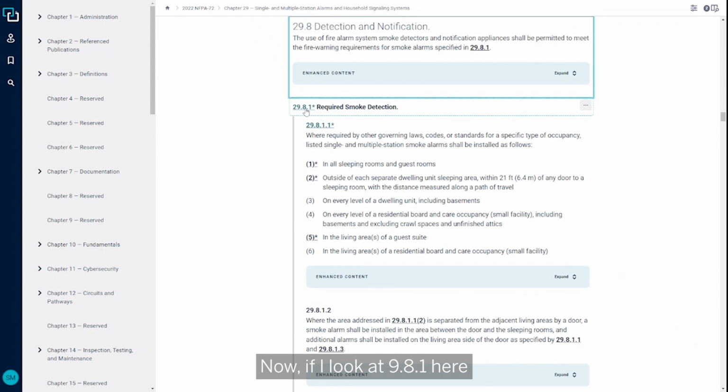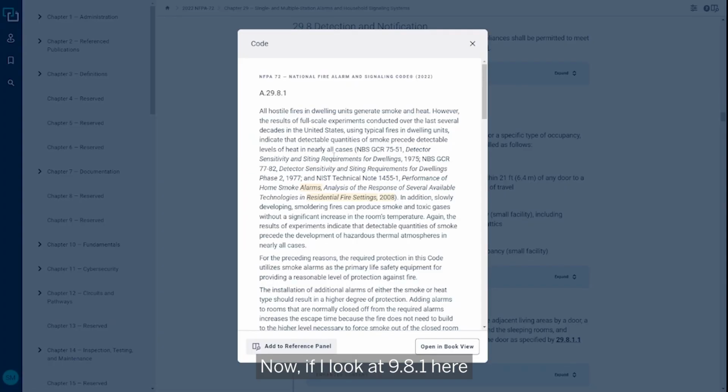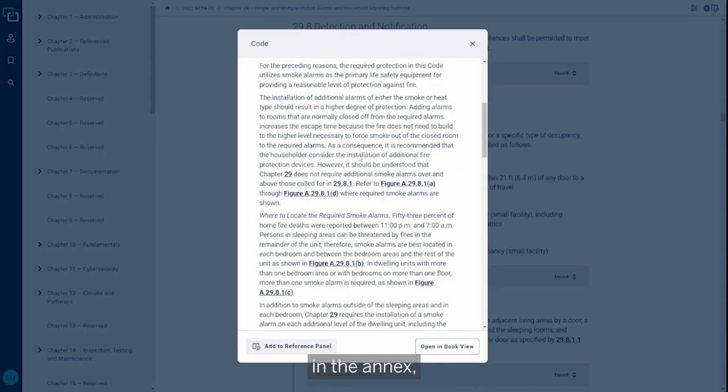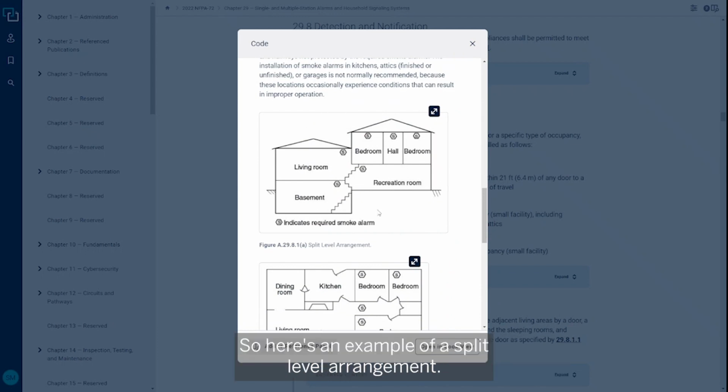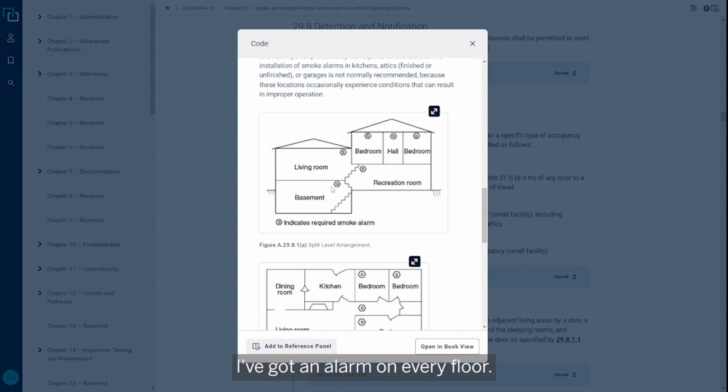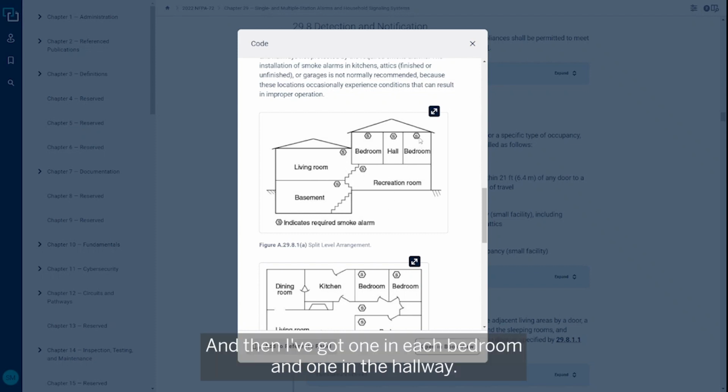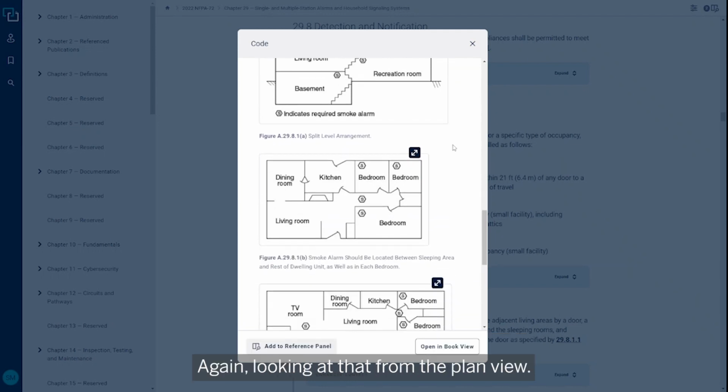Now, if I look at A.29.8.1 here in the annex, there are some examples of what this can look like. So here's an example of a split level arrangement. I've got an alarm on every floor, right? So that's a requirement. And then I've got one in each bedroom and one in the hallway. Again, looking at that from the plan view.